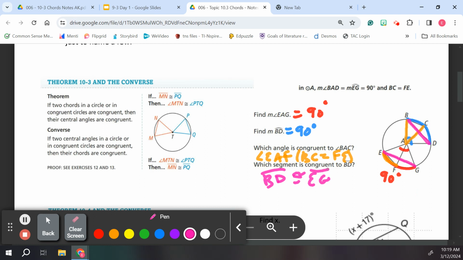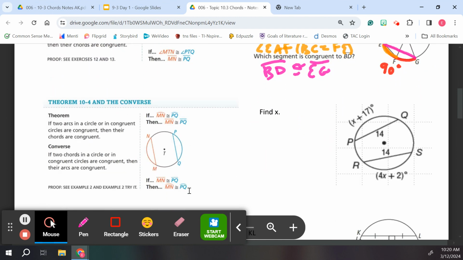Questions on this? So we just took that theorem and we applied everything. Okay. Anything I can address? How are we doing? Okay. Anybody still writing?